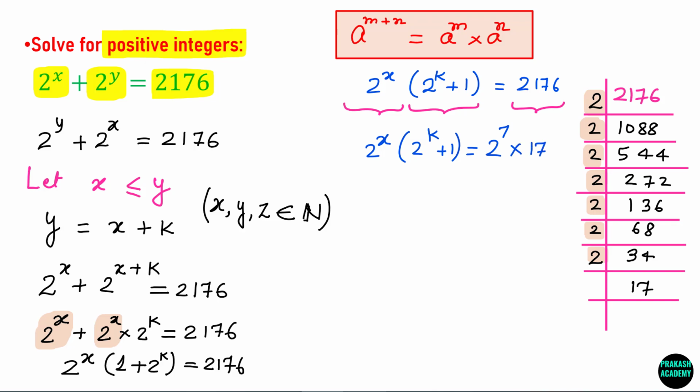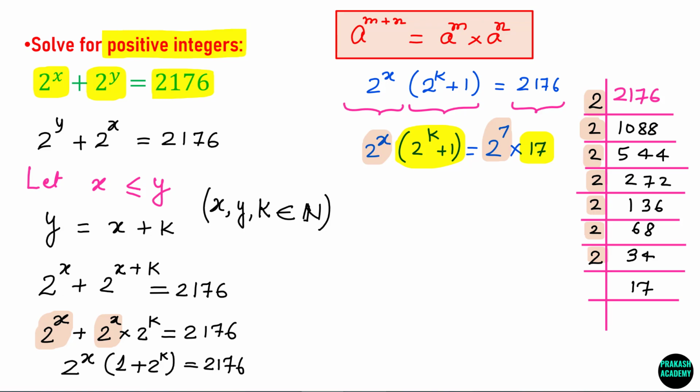Now you see the parity of this equation. Here you have one term 2 raised to the power x. Another term you have is 2 raised to the power k plus 1, and here you have something like this, 17. So k is also a natural number. This is not z, this is basically k. So k is also a natural number.